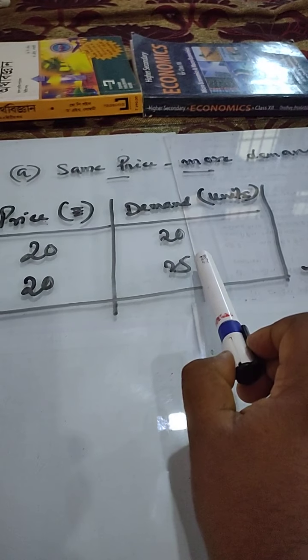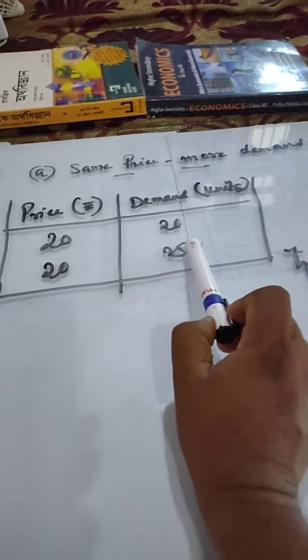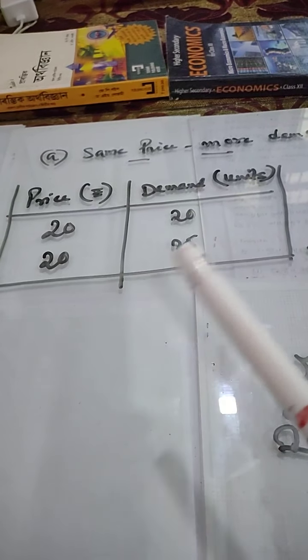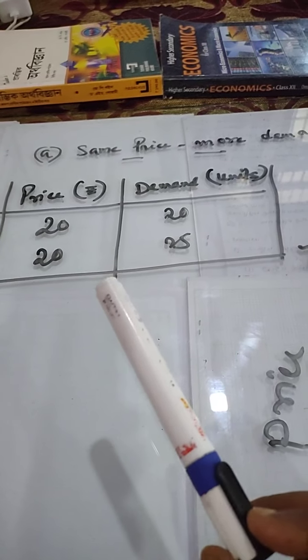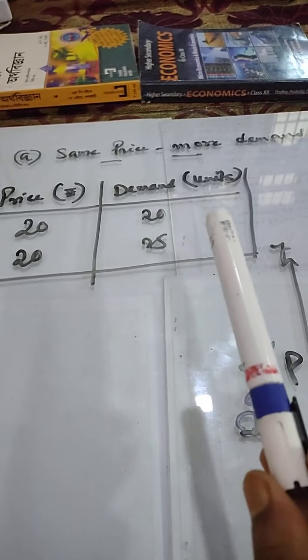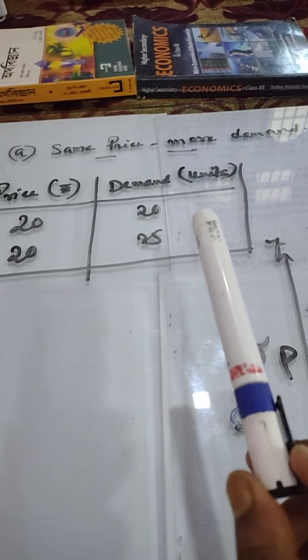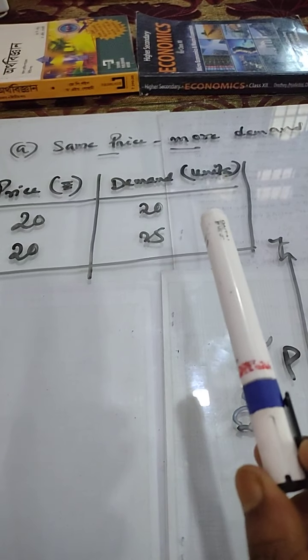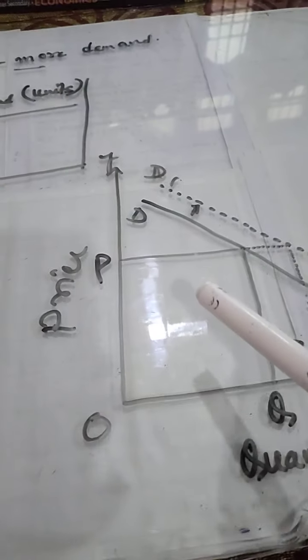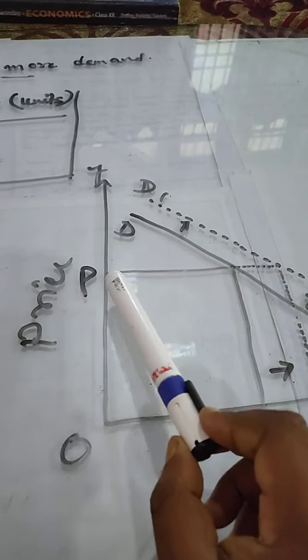It is as a result of increase in income. Sometimes the consumer income may increase in the economy, and that's why in the same price situation he can increase his demand for the commodity. So this 20 to 25 units of increase in demand is called increase in demand in economics. So this can also be shown with the help of this diagram.